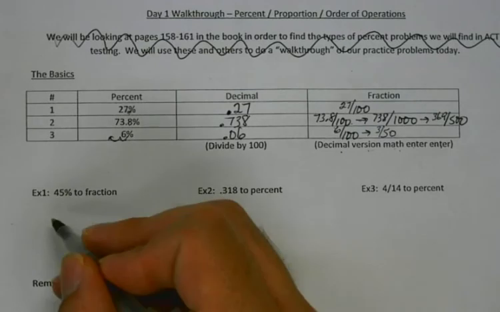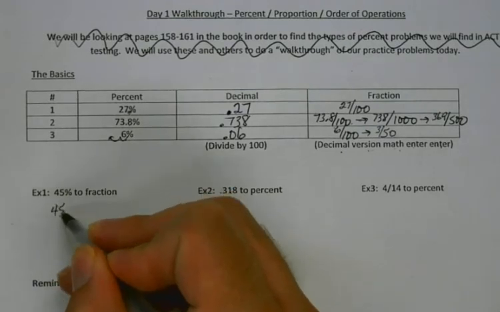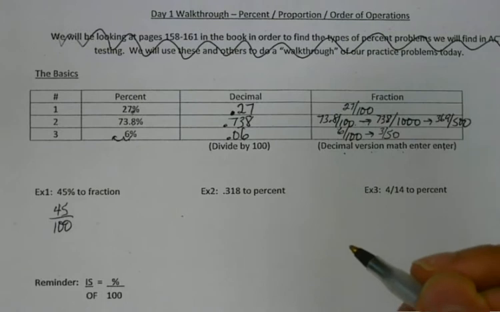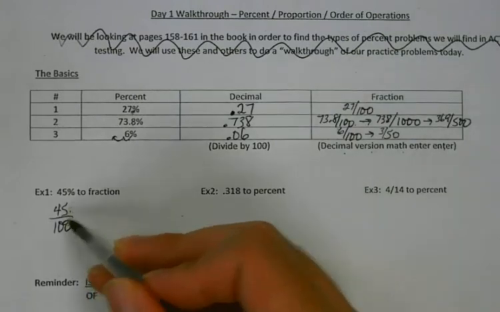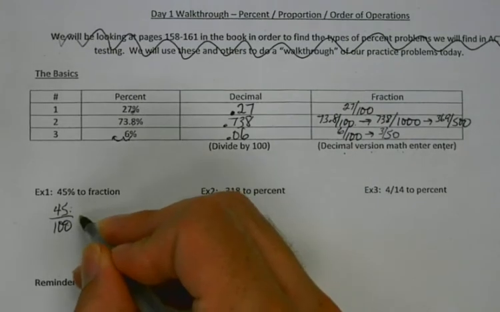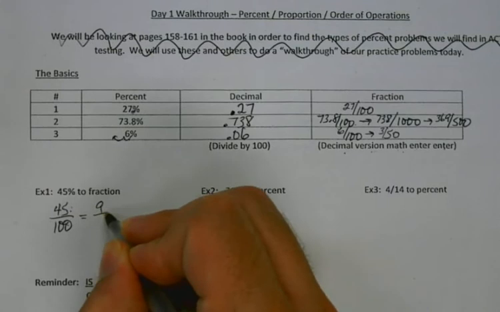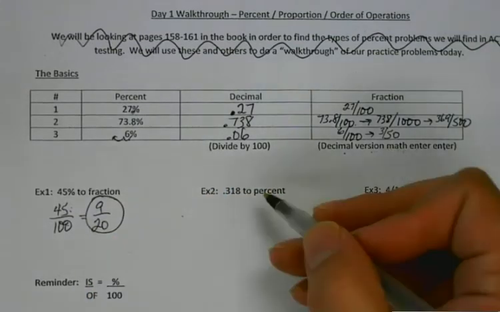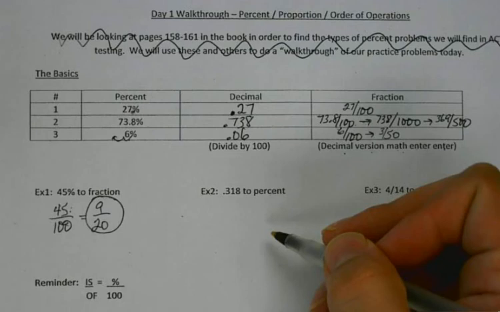45% to a fraction, okay? Any percent is always out of 100. But again, I have to take a closer look and say, does anything go into both of these? Yes, 5 does. So if I divide each of those by 5, or use my simplify fraction, I get the answer.